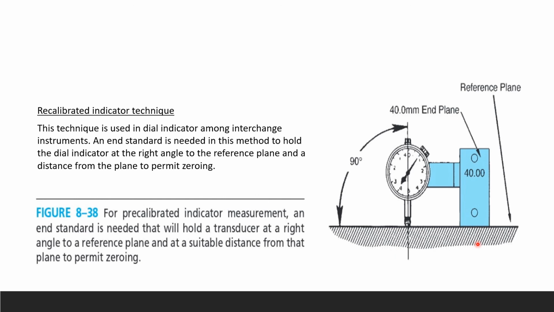So here is your reference plane, and here you have a gauge block, 40.00, a 40.00 millimeter end standard, and here is your dial indicator, landing on the reference plane at 90°. So for pre-calibrated indicator measurement, an end standard again is needed. That will hold a transducer at a right angle. This is your transducer, and that end standard is holding it at a right angle to a reference plane and at a suitable distance from that plane to permit your zeroing.